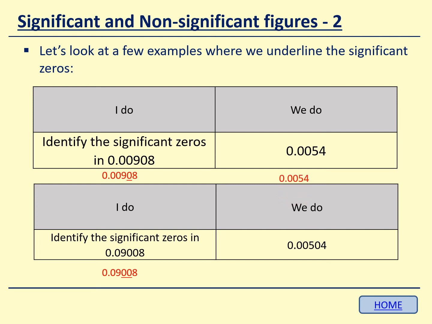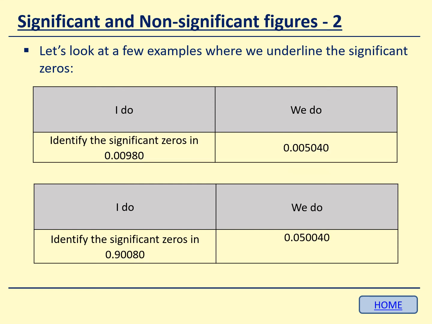The question said find the non-significant zeros. There weren't any in 0.0054. If I was rounding to one significant figure or two significant figures, I wouldn't count any of those zeros. But in 0.00504, if I was rounding to one significant figure or two significant figures, I wouldn't count the first three zeros. I would only count the one after the 5 and the 4. So you should underline the 0.